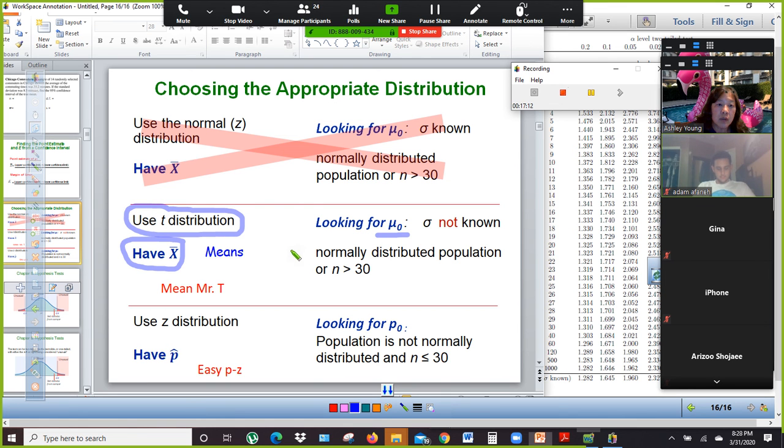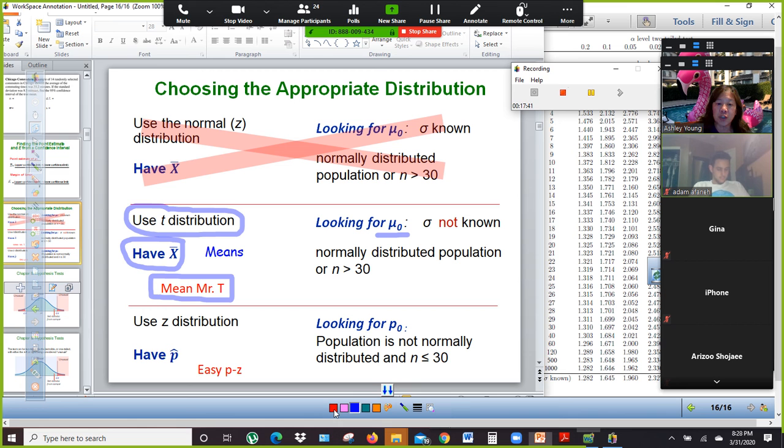Because remember, we're using s here, so that means you have to estimate. The easy way to remember that is to think of mean Mr. T. Mr. T is not mean, but he looks mean, right? So thinking of mean-looking Mr. T is a mnemonic for remembering that mean goes with T's. Mean Mr. T means use a T distribution, T table.